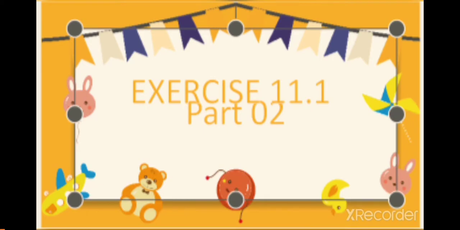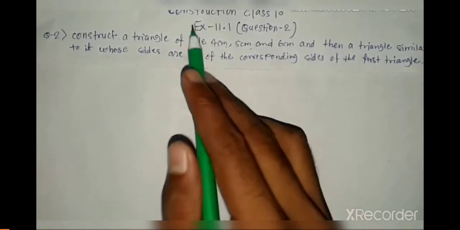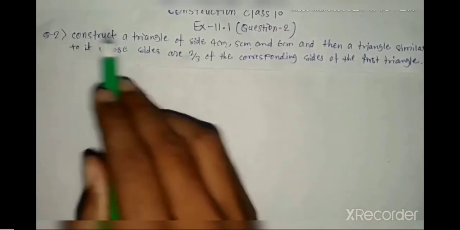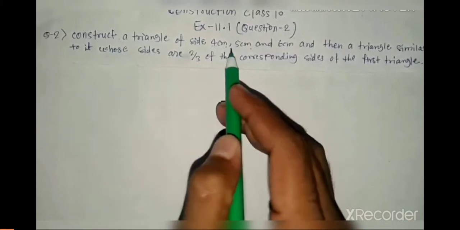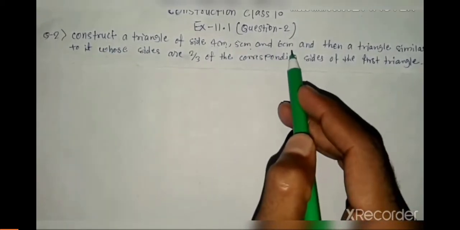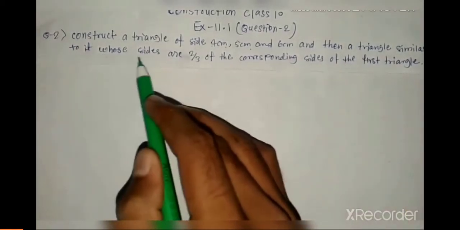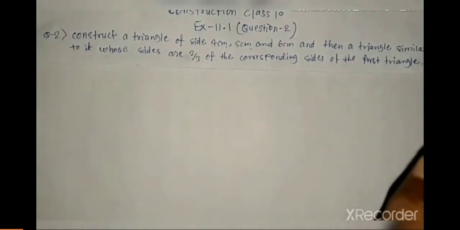We are going to see how to construct the scale factor of 2 by 3. So, exercise 11.1. This question is very important for you. Construct a triangle of sides 4 centimeter, 5 centimeter, and 6 centimeter, and then a triangle similar to it whose sides are 2/3 of the corresponding sides of the first triangle.